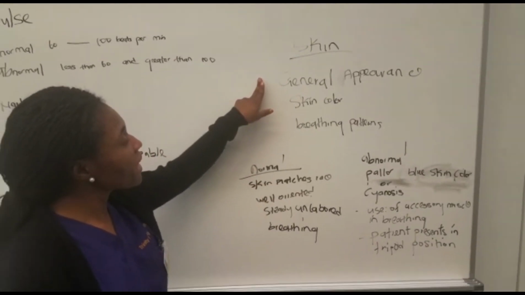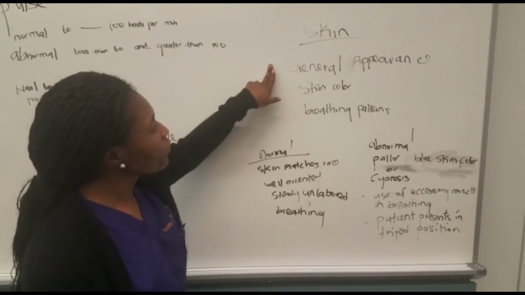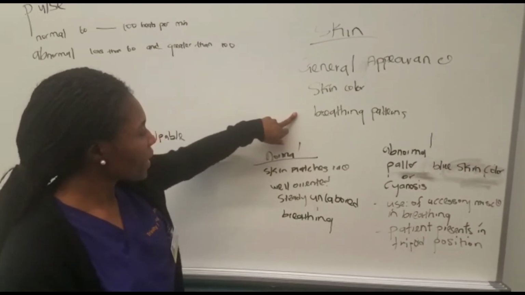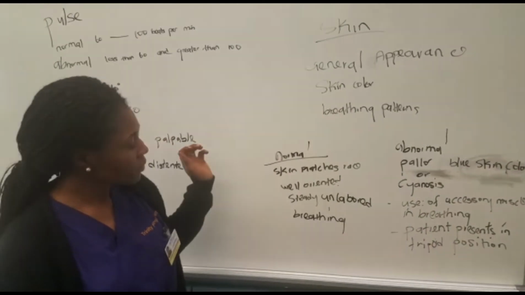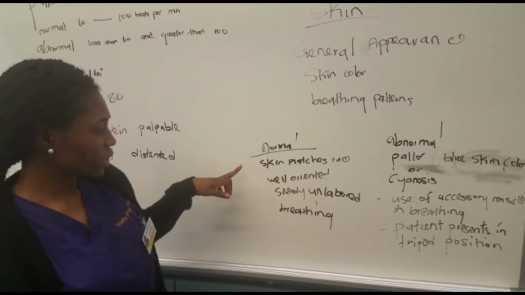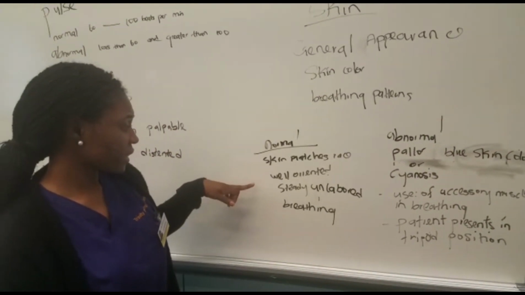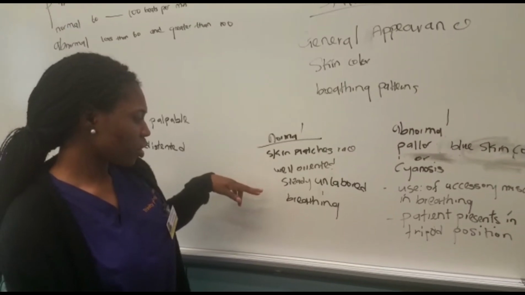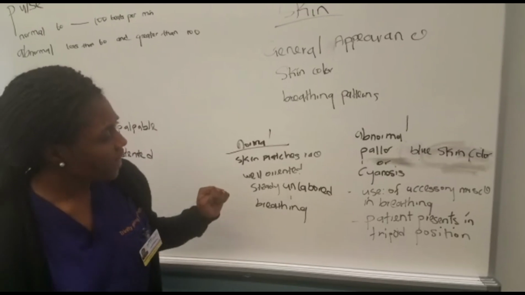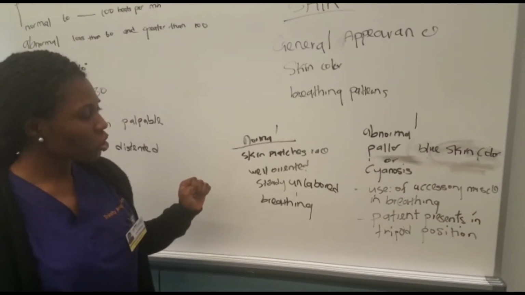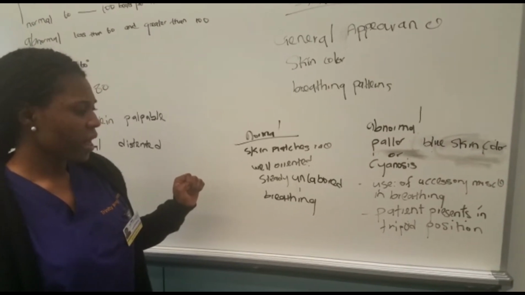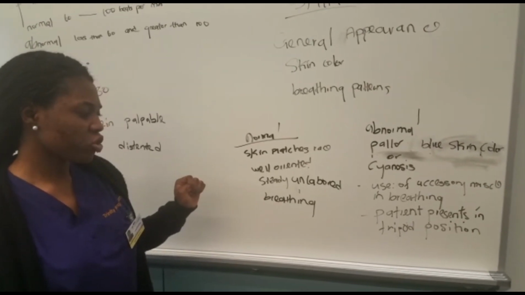When you're doing a skin assessment, you check for general appearance, the skin color, and the breathing patterns. The normal signs will be skin matches race, the patient well oriented, and has a steady and unlabored breathing. The abnormal will be pallor, blue skin color or cyanosis, use of accessory muscles for breathing, and the patient presenting in tripod position.